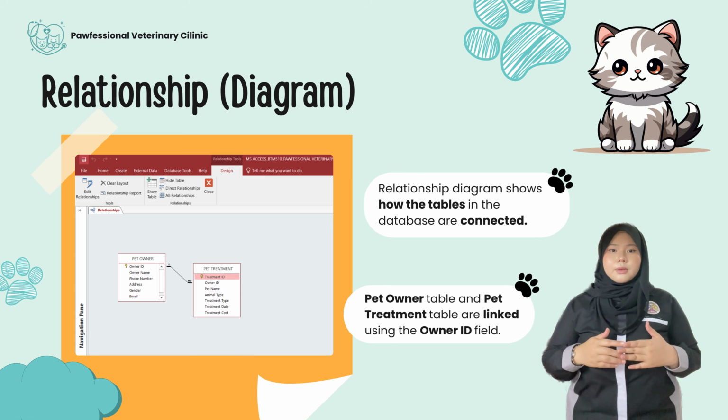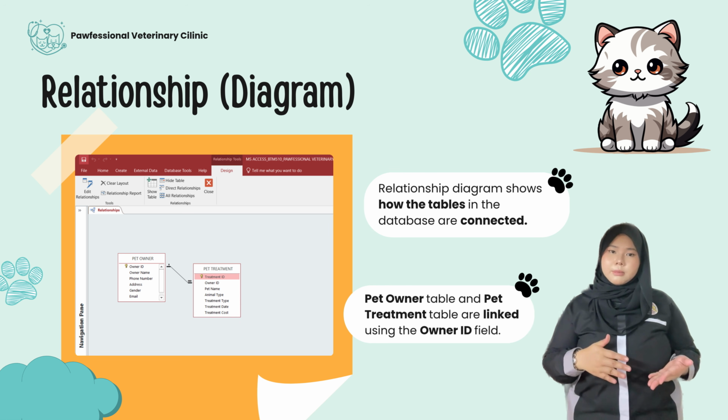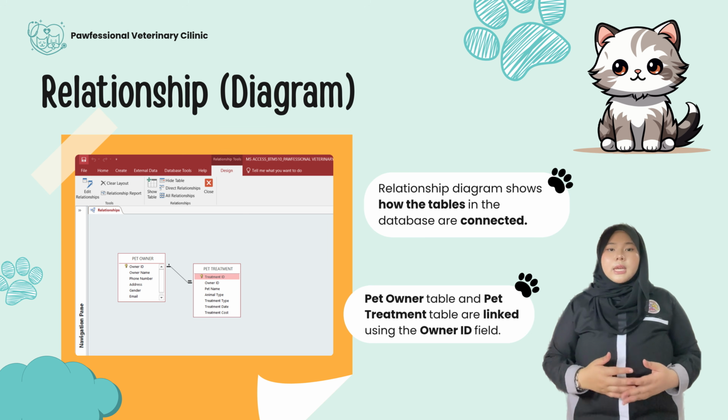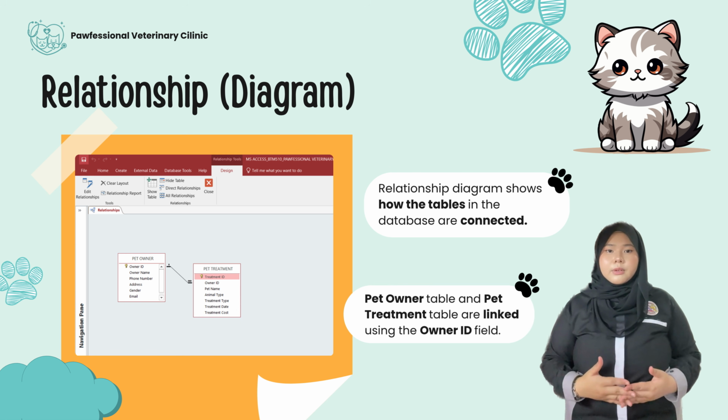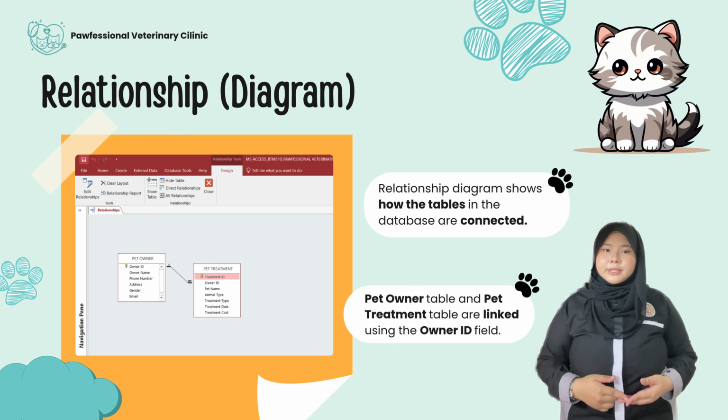This relationship helps solve problems that occur in the manual system. It reduces duplicate data because owner information only needs to be entered once. It also helps staff find related information more quickly and accurately. In addition, it prevents records from becoming inconsistent, such as treatment records that do not have a valid owner. Overall, the relationship improves data accuracy, keeps records organized, and makes it easier for the clinic to manage owner and treatment information. This helps the clinic provide faster and better service to pets and their owners.